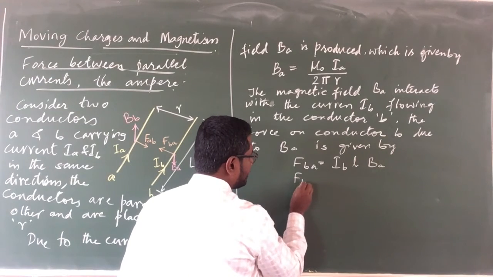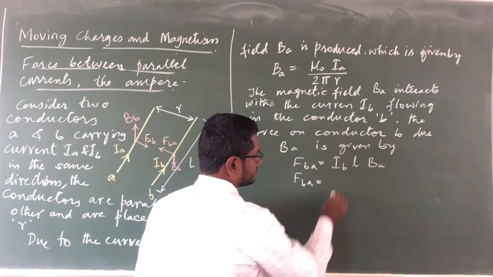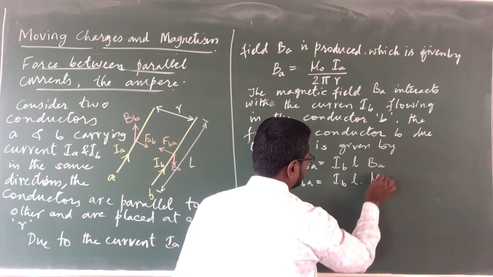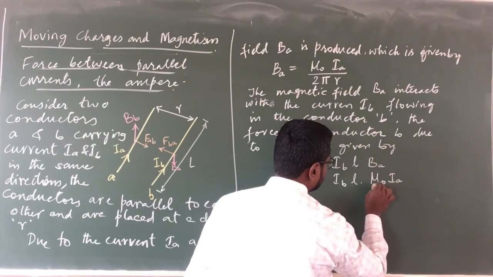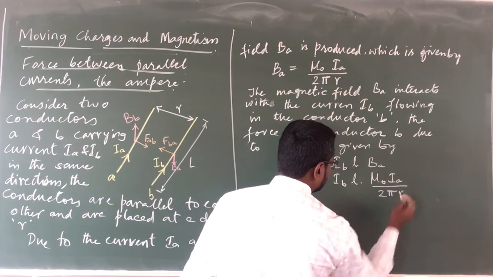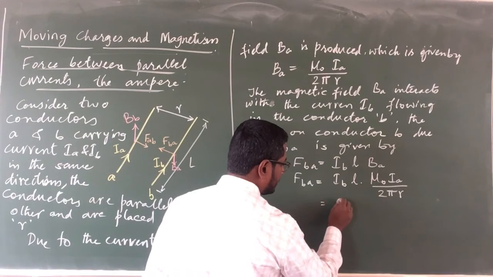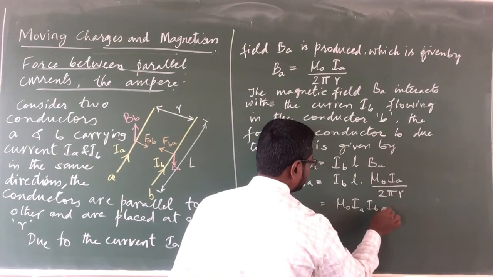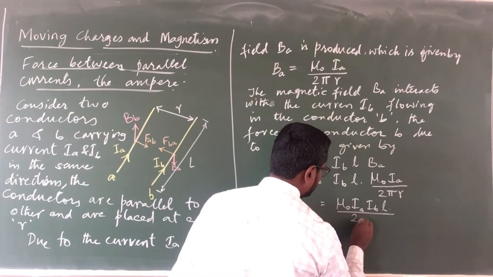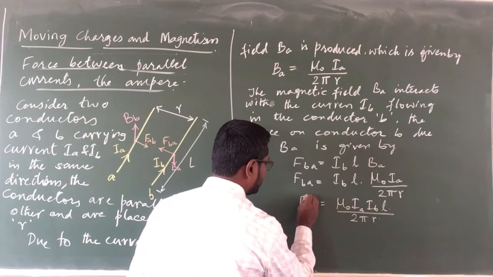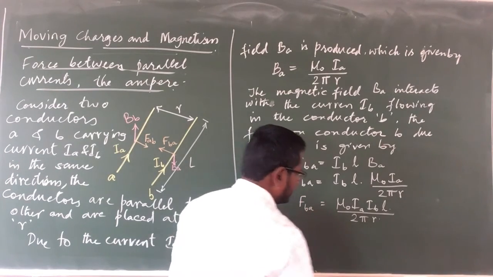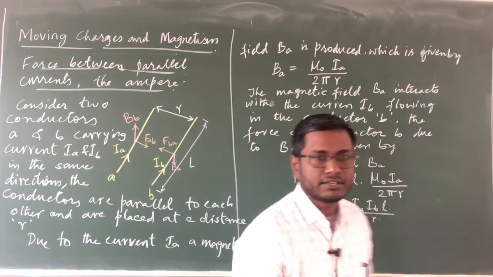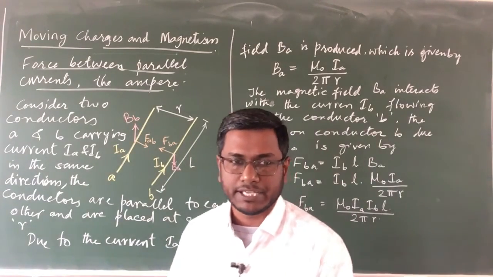So it will be F_BA equals I_B L B_A, and that B_A can be replaced by mu naught I_A divided by 2 pi r. If I rearrange this equation in a proper way, it will be mu naught I_A I_B into L divided by 2 pi r. So that is the force F_BA. Now we have this equation for the force on the conductor B because of the conductor A.